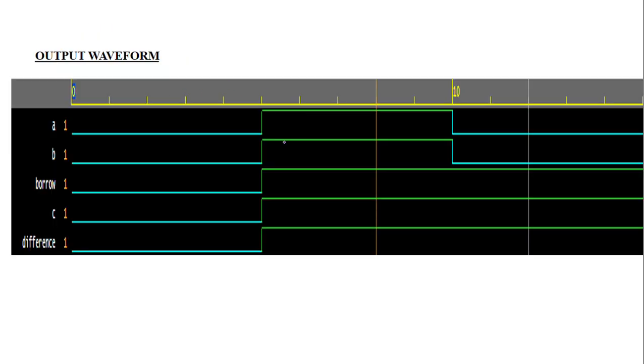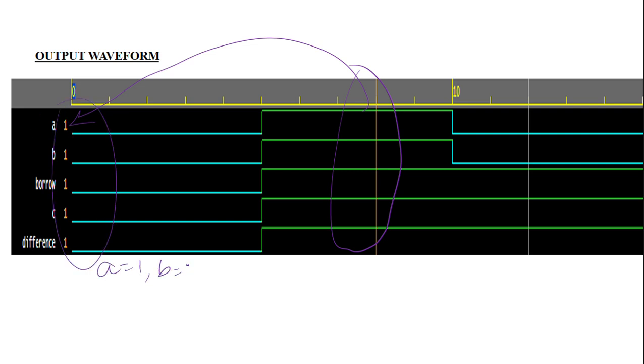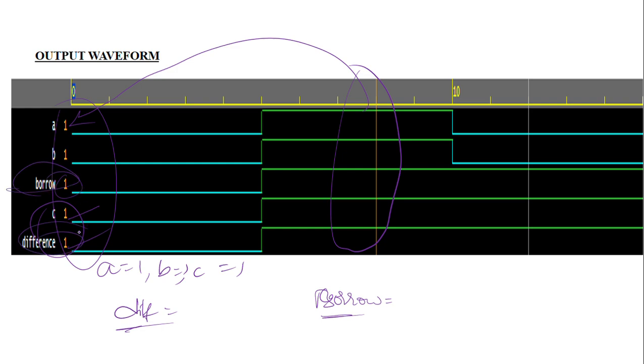So this is our output waveform when you run it. See how, using this line, we can represent these values here. Here you can see A is equal to 1, B is equal to 1 and C is equal to 1. We know the formula for difference, and we know the formula for borrow or carry. By using these two formulas we find these two, then we get this difference and borrow. So we get the borrow and difference. By doing those operations using the formulas, you can understand whether your output is correct or wrong.